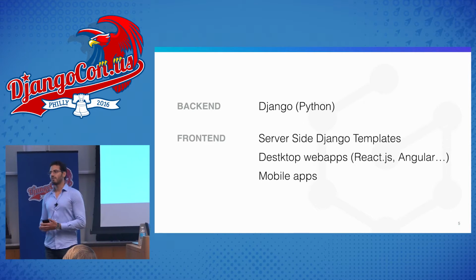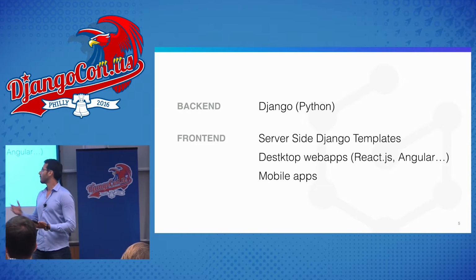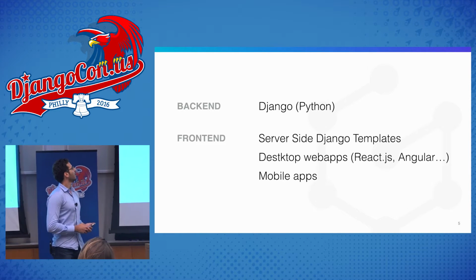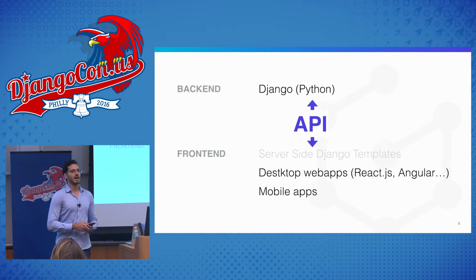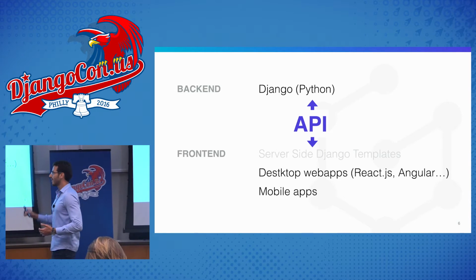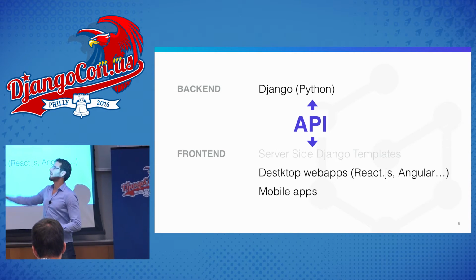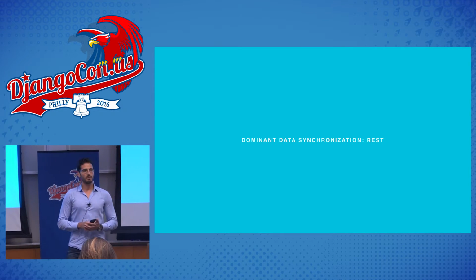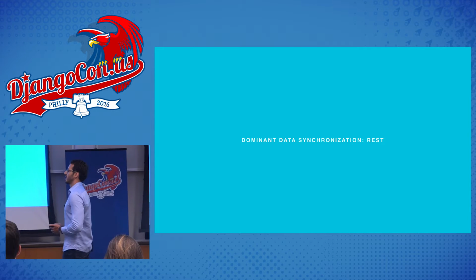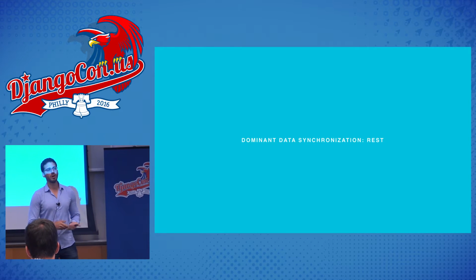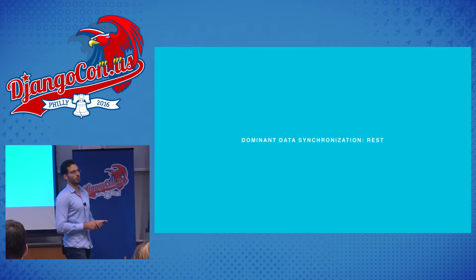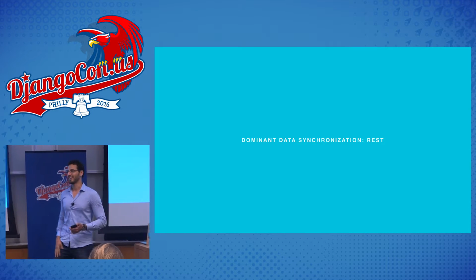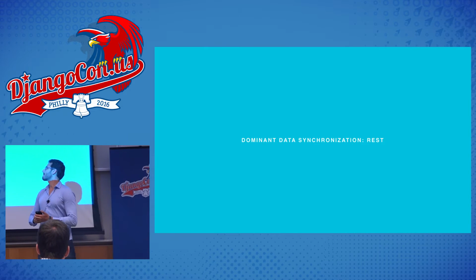we also have desktop web apps, which are powered by React and Angular, and mobile apps. And the way they communicate with Django is through some APIs. So for communicating between these desktop web apps or mobile apps and our Django backend, there was a dominant architecture, which was REST. How many of you know what REST is or have already been using Django Rest Framework in your applications? Oh, that's a lot. Perfect. You will love Graphene.